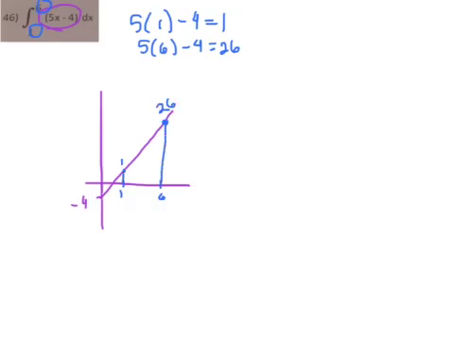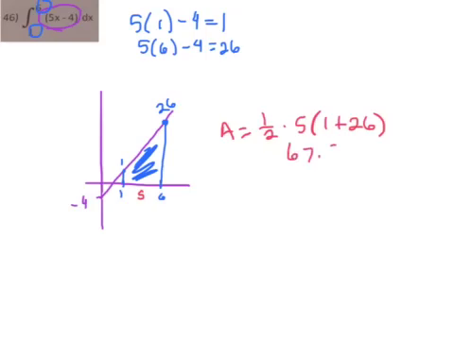So here's the trapezoid we're trying to find the area of. Area equals 1/2 of the height, which is 6 minus 1, which is 5, times the bases. The first one is 1, the second one is 26. So 1/2 times 5 times 1 plus 26 is 67.5. Or as a fraction, that would be 135 over 2.